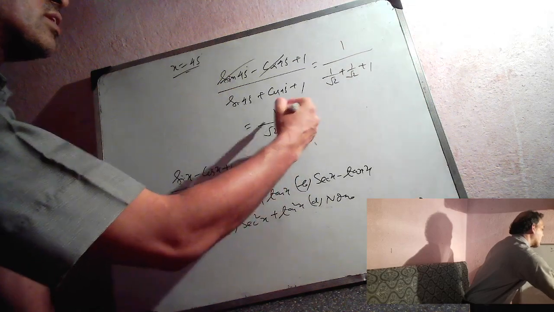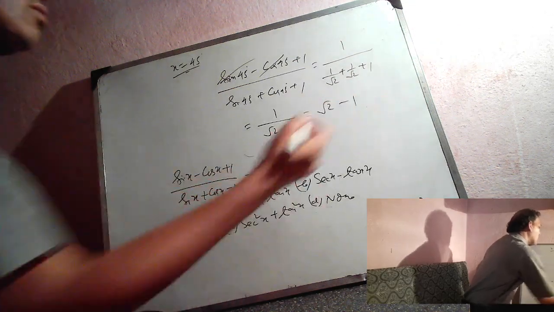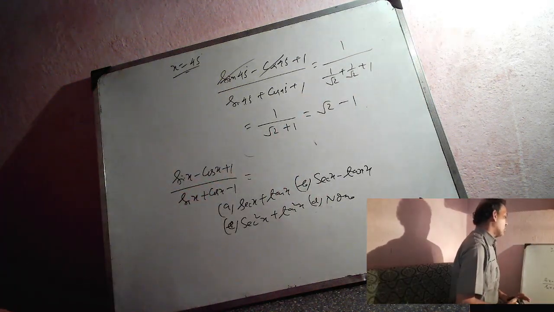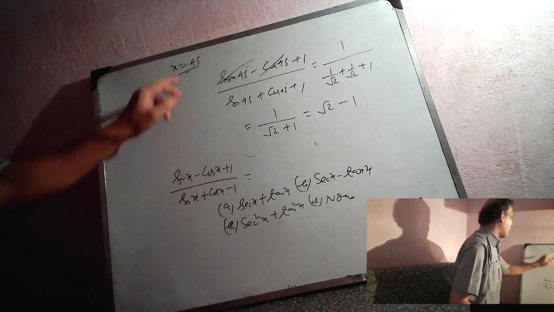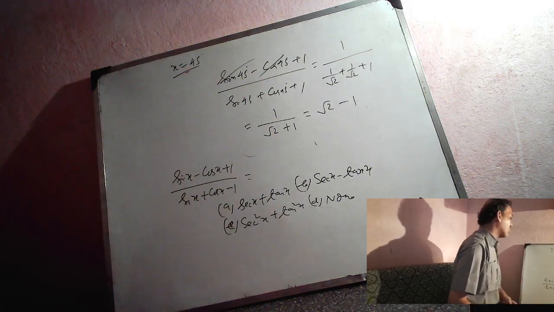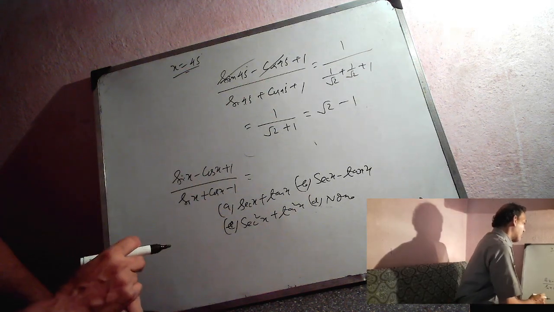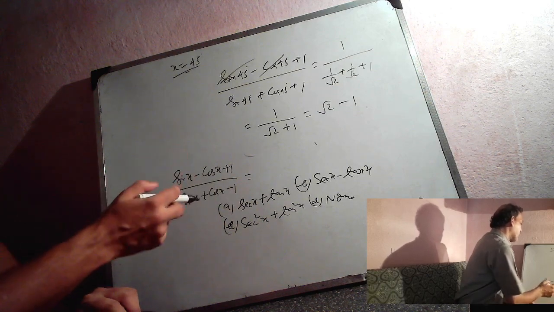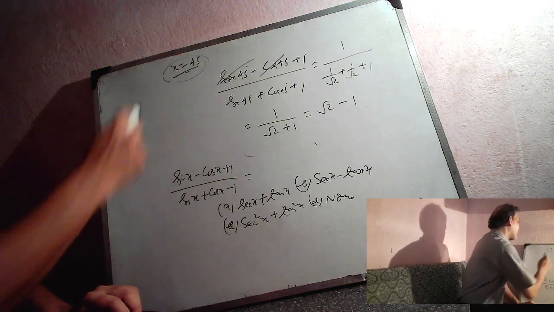After simplification, this will be root 2 minus 1. So the value of it for x equal to 45 is root 2 minus 1. Now which option will provide root 2 minus 1 when x is replaced by 45 degrees?